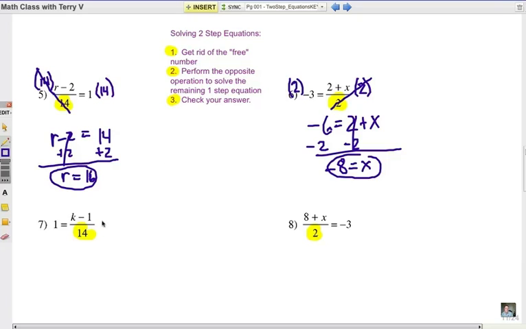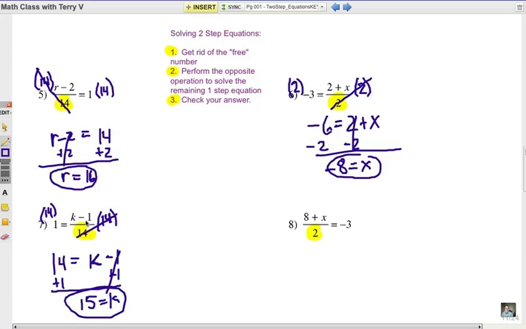Number 7, yep, we're going to multiply each side by the 14. Notice how I write it up above. I don't write it right next to that 14 because we need to show that we have multiplication there. So 14 times 1 on the left-hand side there. So 14 times 1 is 14 equals k minus 1, and add 1 to each side. That would give me my answer of 15. All right, let's check it out. 15 take away 1 is, yep, 14 on the top. 14 divided by 14 is 1.